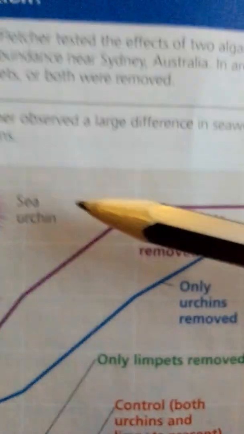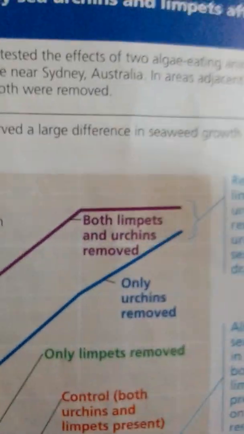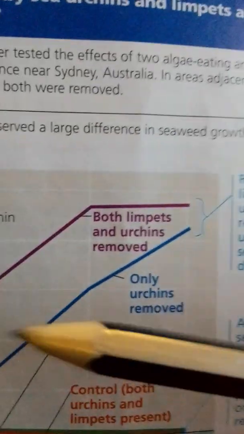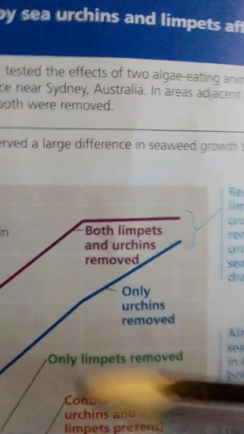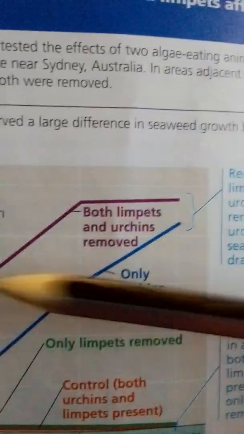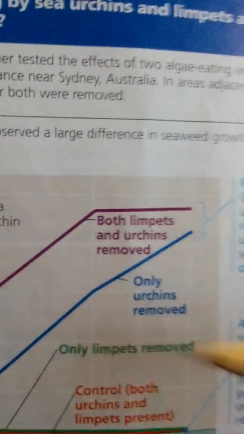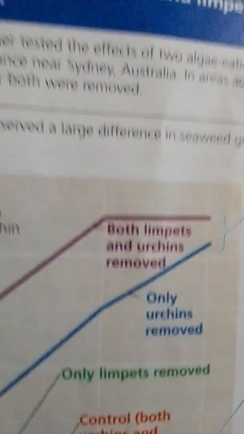Conclusion: removing both limpets and urchins resulted in the greatest increase of seaweed cover, indicating that both species have some influence on seaweed distribution. But since removing only urchins greatly increased seaweed growth, while removing only limpets had little effect, Fletcher concluded that sea urchins have a much greater effect than limpets in limiting seaweed distribution.